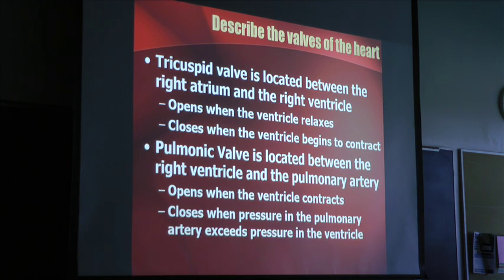Next, the pulmonic valve is located between the right ventricle and the pulmonary artery. And I think you guys like to call it the semilunar valve. This opens when the ventricle contracts, but it closes when pressure in the pulmonary artery exceeds pressure in the ventricle. Let's look at a picture.